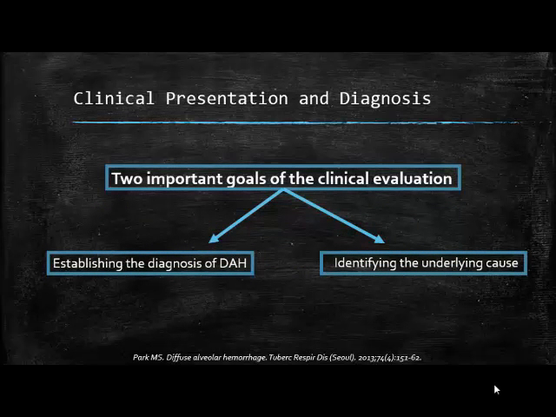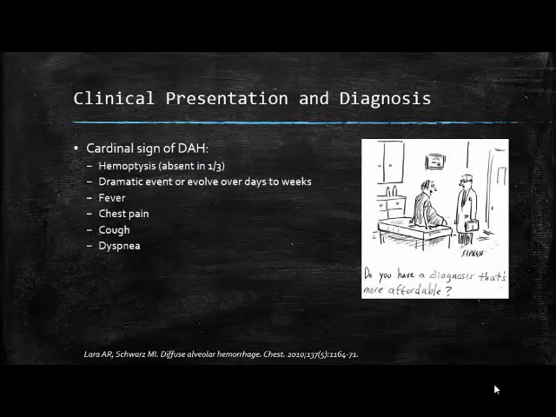So there are two important things to think about once you're thinking about diffuse alveolar hemorrhage. First of all, you need to make the diagnosis. The second thing is you need to identify what's causing diffuse alveolar hemorrhage. What's the underlying cause?